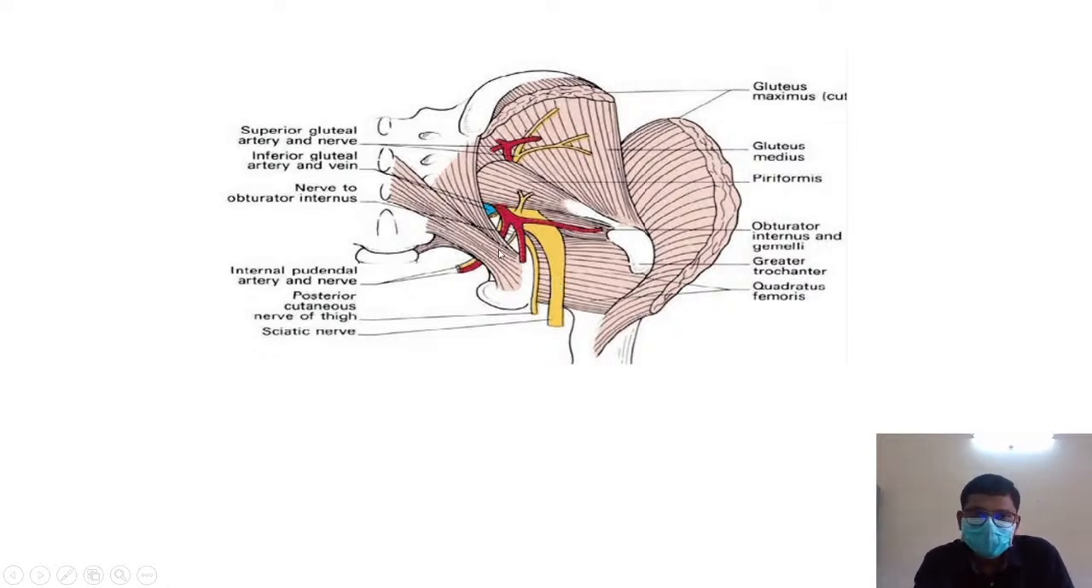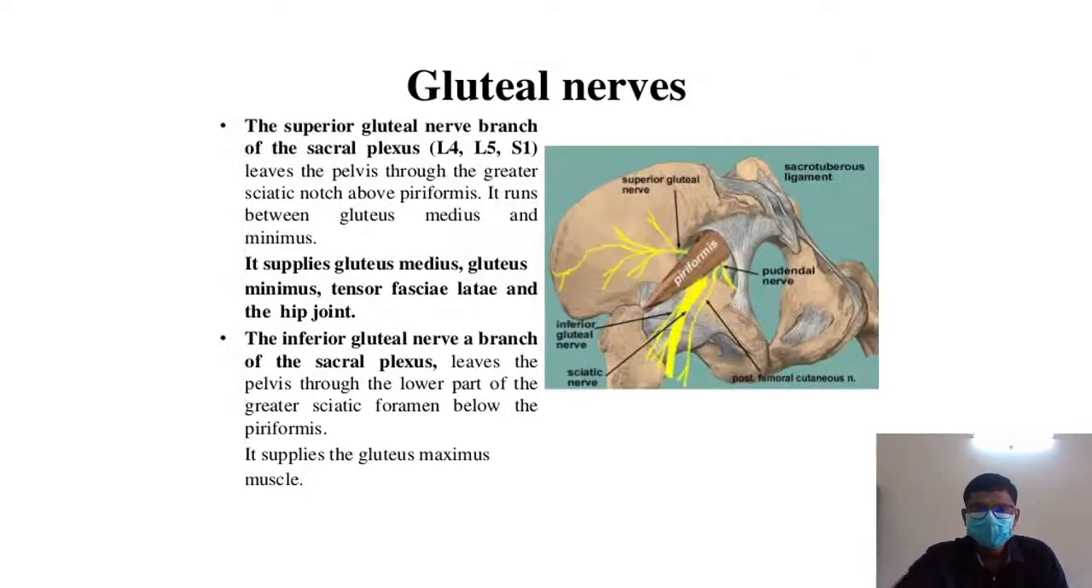However, you can see a very big, huge structure here, the yellow colored one. This is the most important structure, called the sciatic nerve, which is specifically coming from the lower part of the greater sciatic foramen, that too under the level of the piriformis. Let us see about these gluteal nerves.